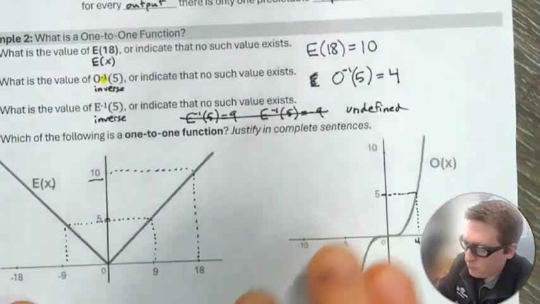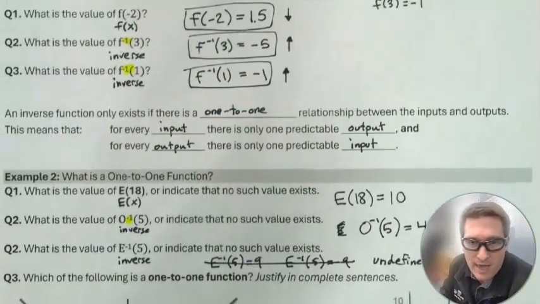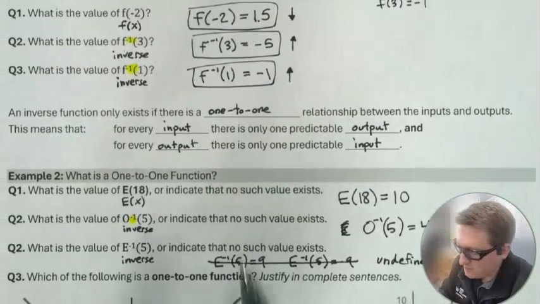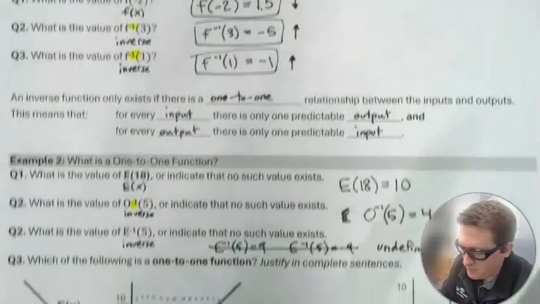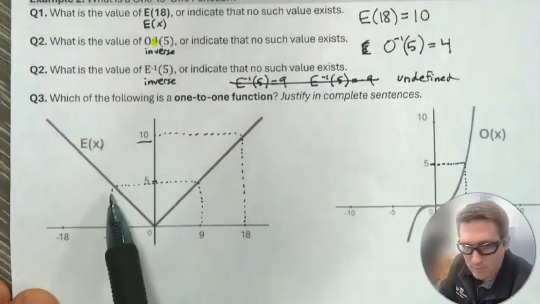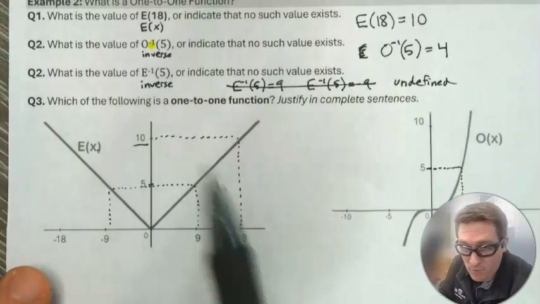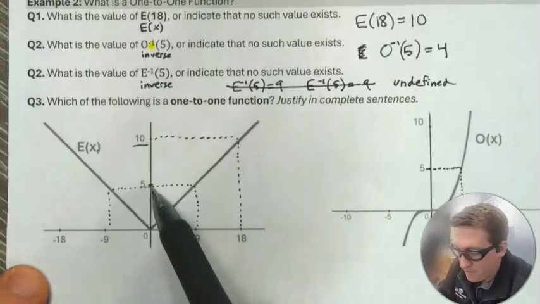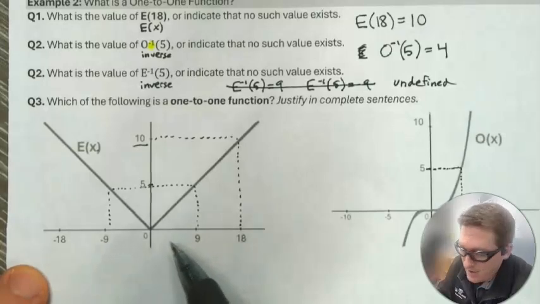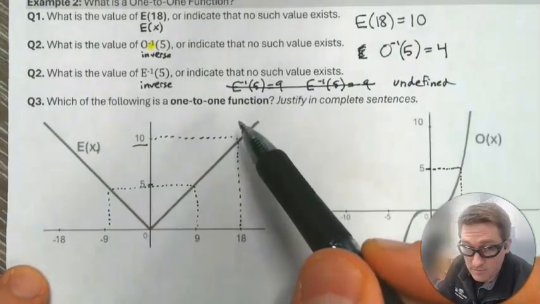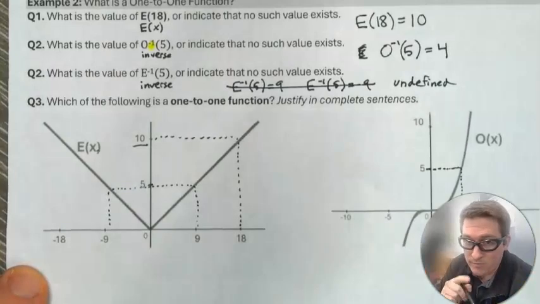And that's because in order for there to be an inverse function, there must be a 1-to-1 relationship. And this is a great example of a function that doesn't have a 1-to-1 relationship. I have a 5 that can be paired with -9 and 9. Now this is a function, but it's not a 1-to-1 function.